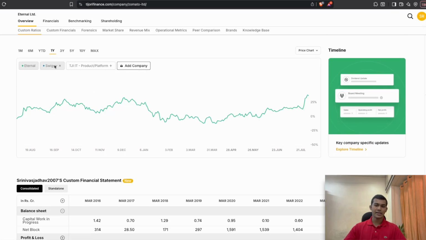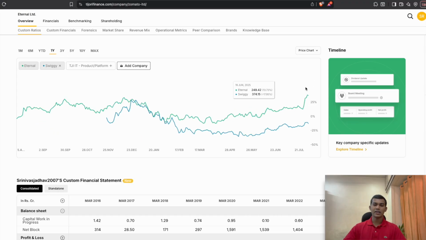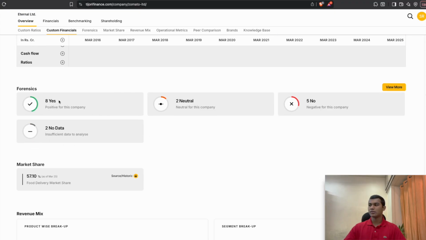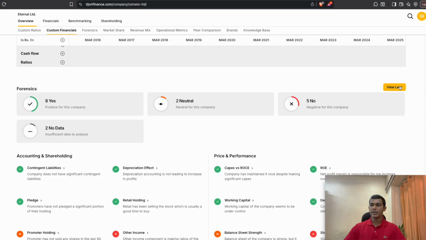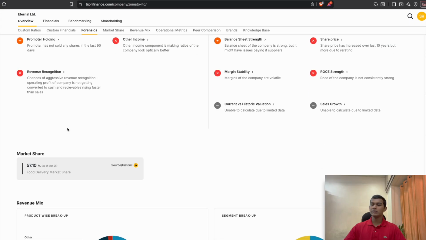How has Swiggy's price moved over, let's say, the last one year? In the last one year, Eternal has done well. Why? Because market share is increasing, sales are increasing. But we'll discuss that later. Then there's the consolidated financial statement. You'll get this. Then there's forensics here as well. This is also to get a bird's eye view of the company: contingent liabilities, depreciation effect, capex, ROC, these types of effects. Then also, what's important is market share.